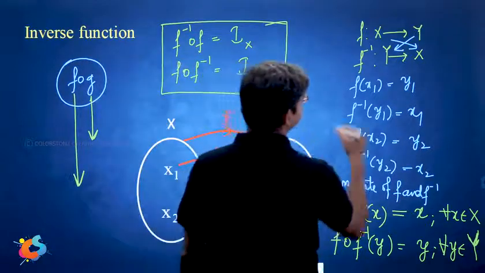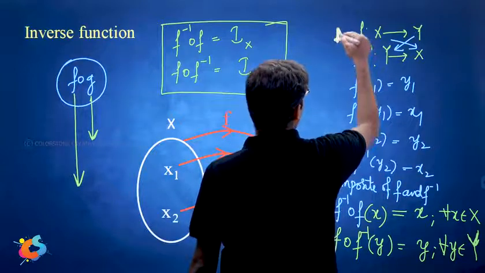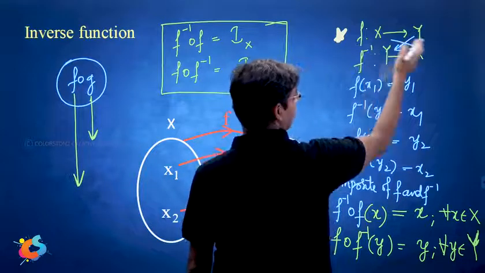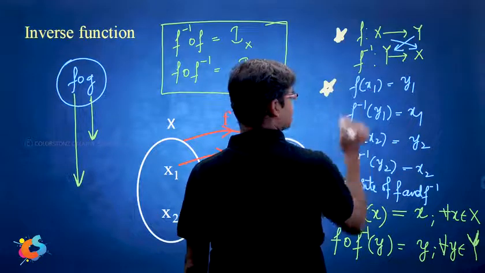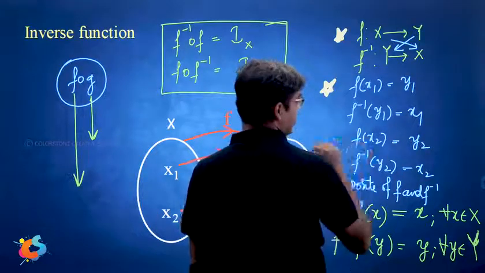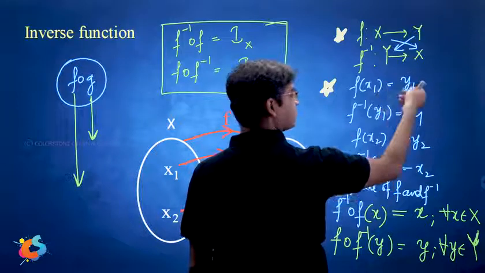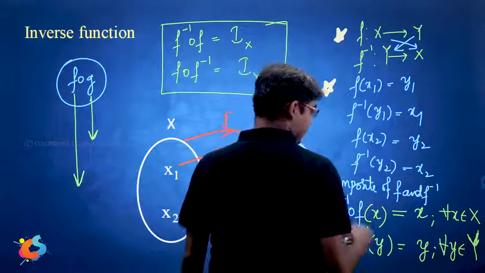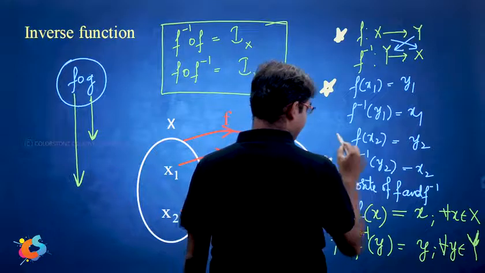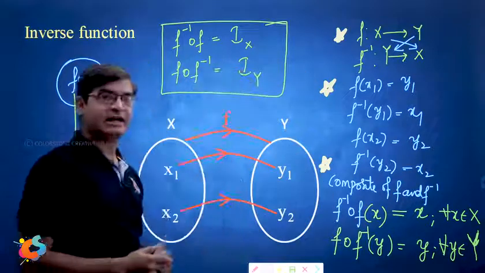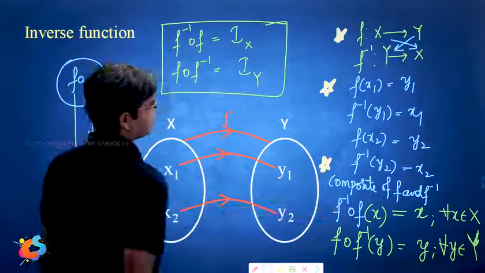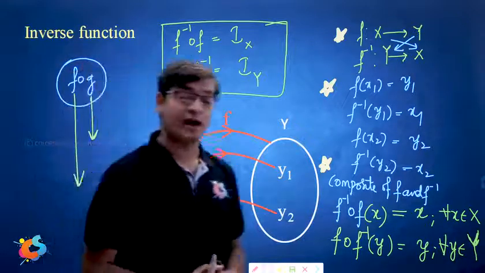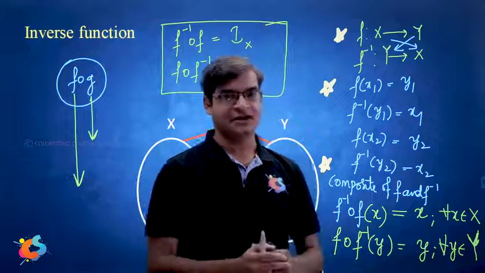What are the important points? These ones. So what will happen to the domain and codomain? They get interchanged. Next, whatever f does, f inverse does exactly opposite. And so if f of x1 is y1, then f inverse of y1 will be x1. Next, composite of f and f inverse will be an identity function. Okay, and this is the extension of the same thing. So 3 important points in inverse functions.